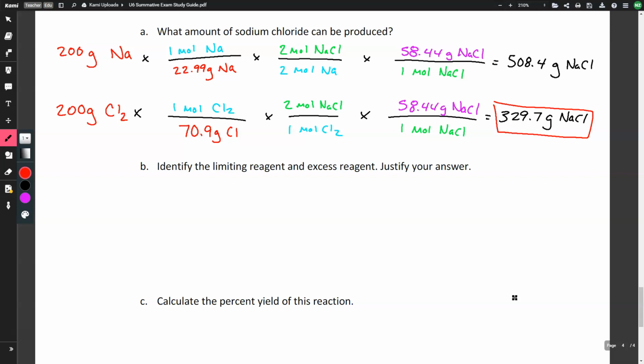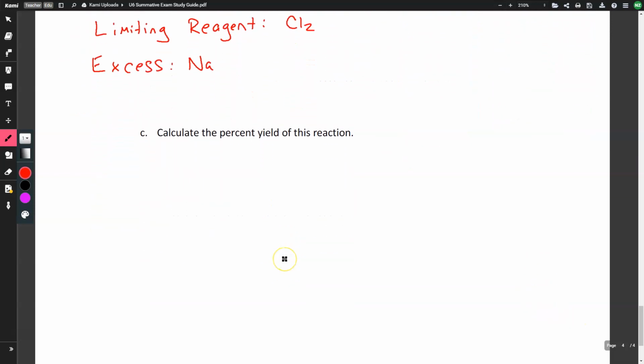Okay, so the limiting reagent or reactant is going to be our chlorine. Our excess will be the sodium. And our reasoning would be the limiting reactant makes less product. Chlorine's going to run out after we make 329.7 grams of our product, but we're going to have extra sodium left over. So that's why sodium is our excess.